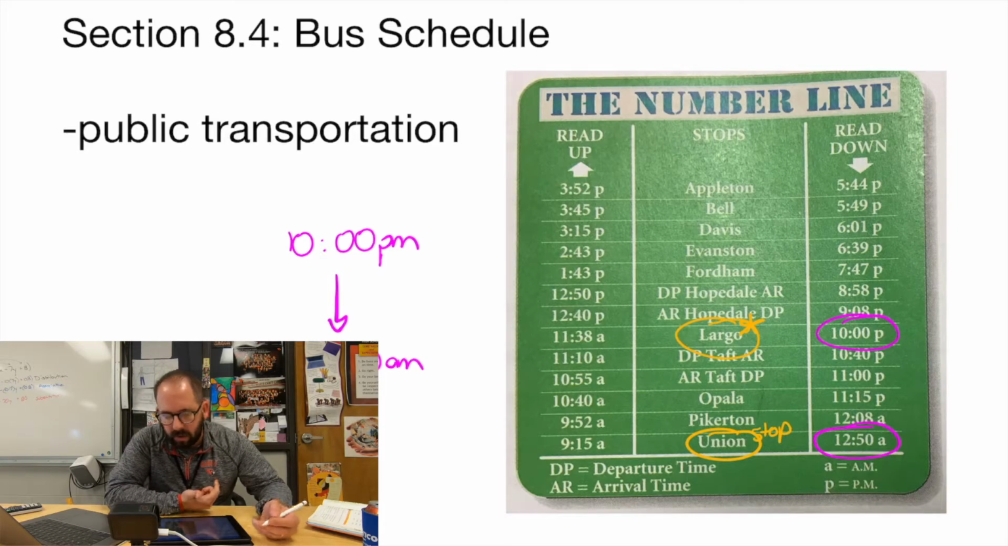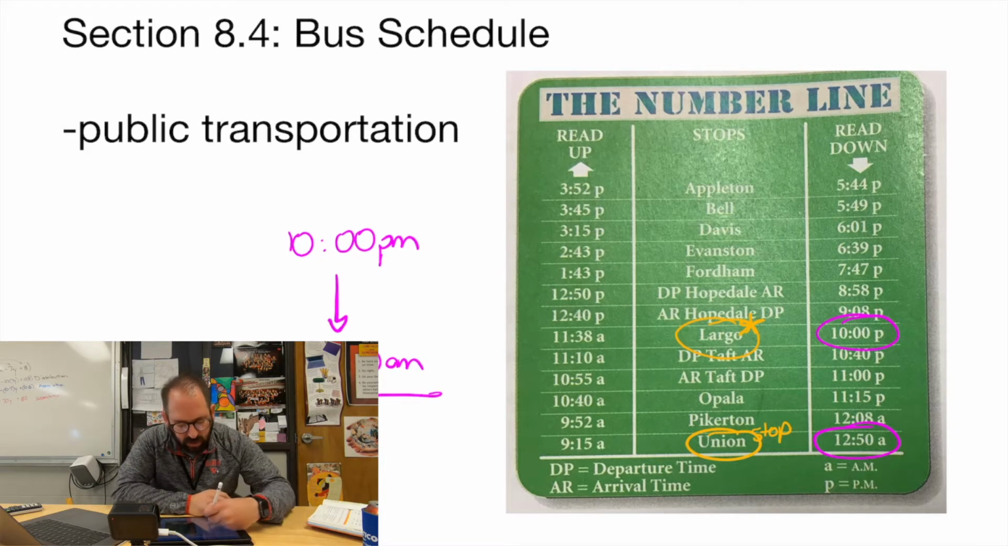Well, you can count with your fingers. I went from 10 to 11, 11 to 12, and then 12:50. So an extra 50 minutes. So that's what? 2 hours. That's 2 hours and 50 minutes, right? You could count with your fingers.